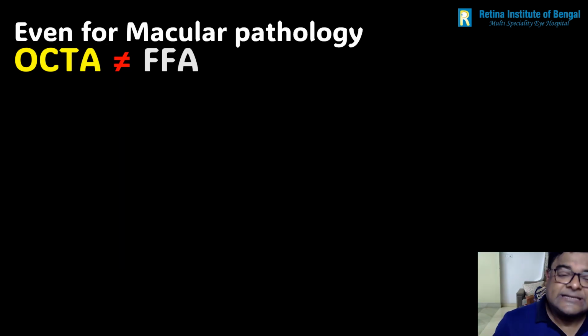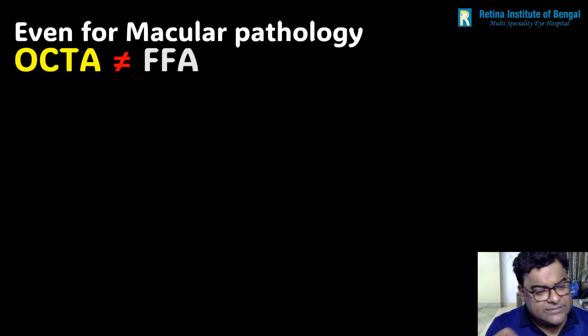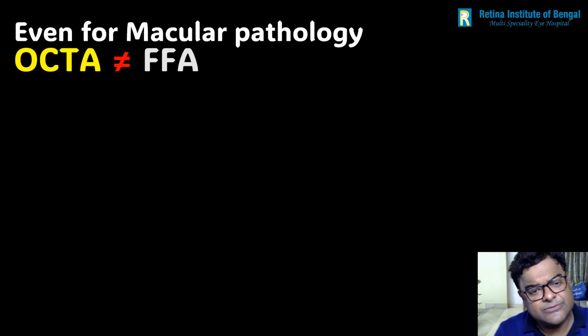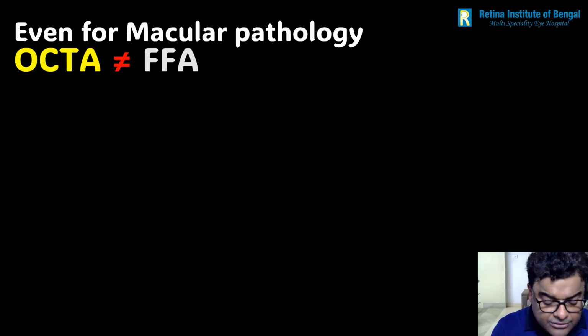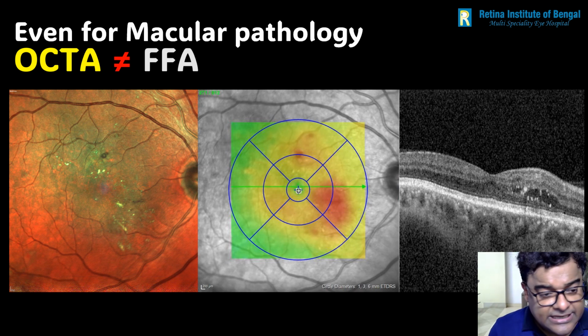So then someone can say that if we are interested only in a macular pathology, and not really interested in a peripheral disease, probably OCTA should be good enough to replace fluorescein angiography, right? Well, not exactly. So let's see one such case. Again, we are sticking to a case of diabetic retinopathy only.